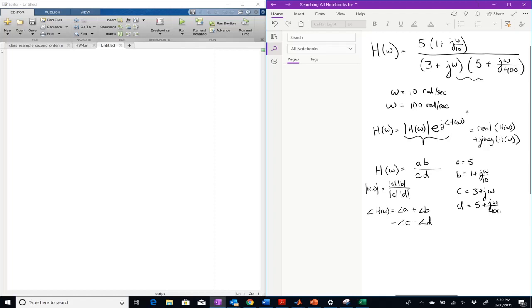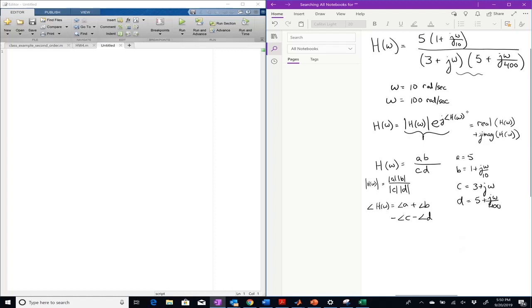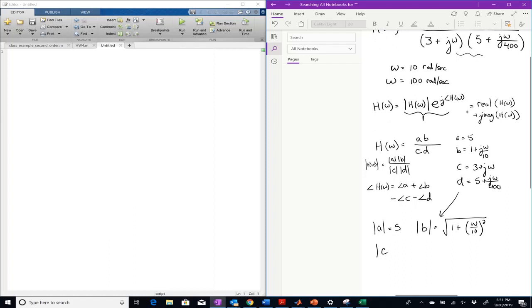Okay? So each of those is pretty easy to figure out in and of itself, right? So if I look at these numbers right here, the magnitude of A is just 5. The magnitude of B is the square root of 1 plus (omega over 10) squared. The magnitude of C is equal to the square root of 3 squared plus omega squared. And the magnitude of D is the square root of 5 squared plus (omega over 400) squared.